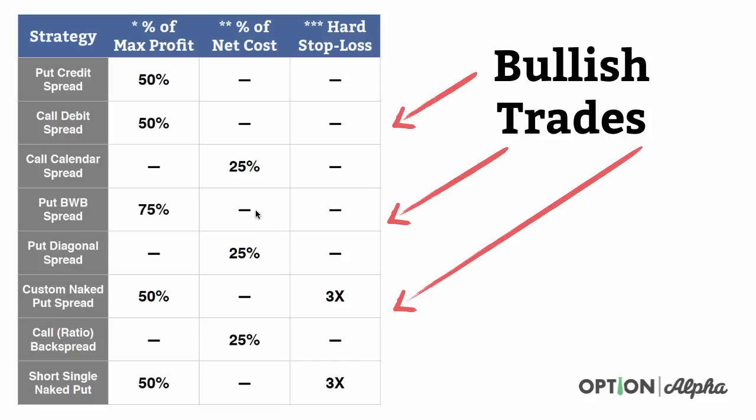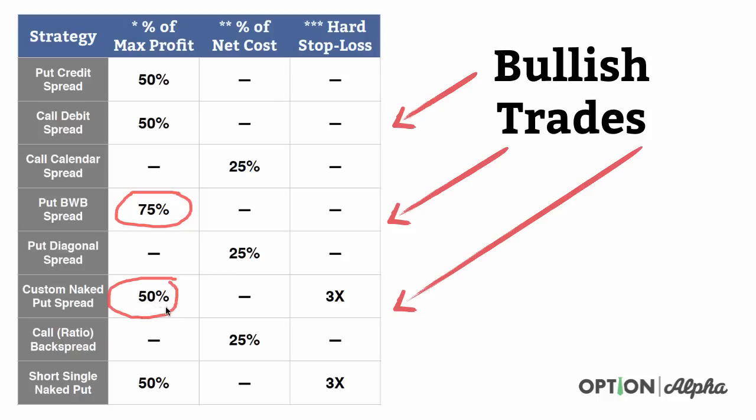You can see some trades, obviously, we're going to be a little bit more aggressive in how we take profits. So like a put broken wing butterfly, we're going to be a little bit more aggressive, wait a little bit longer for a bigger profit. If we do a custom naked put or something like that, or a single naked option, we'll again wait for that 50% profit target.